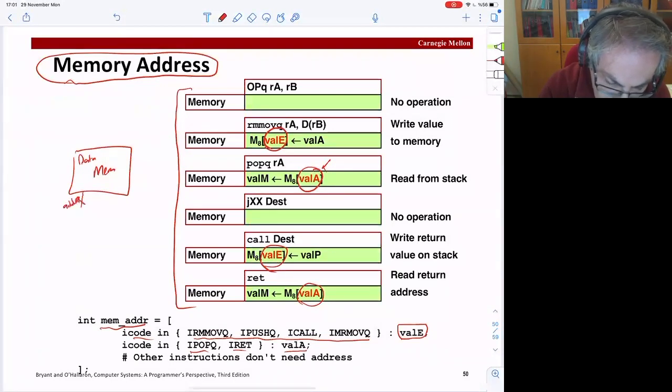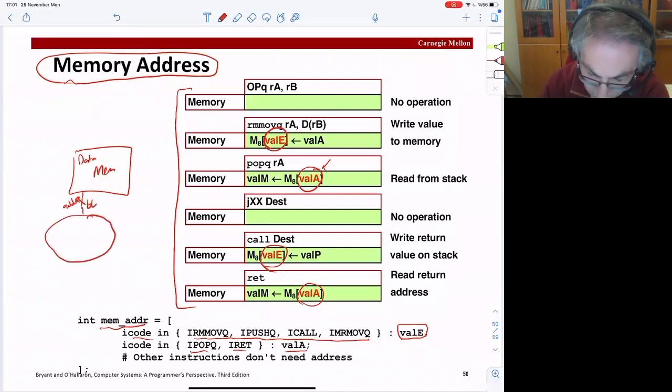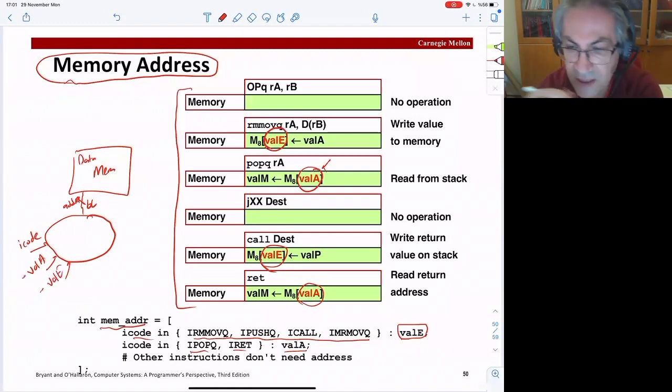So in this case, this is my data memory, and then I need to feed the address here, which is 64 bits, and I have this control box. Remember, this control box is essentially a combinational circuit. I have an icode, which is important, and then valA and valE. Note that these values, valA and valE, are all signals that were generated by the previous phases. So you can only use the signals that are computed before this current stage.